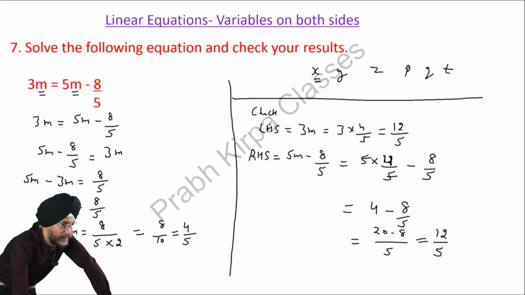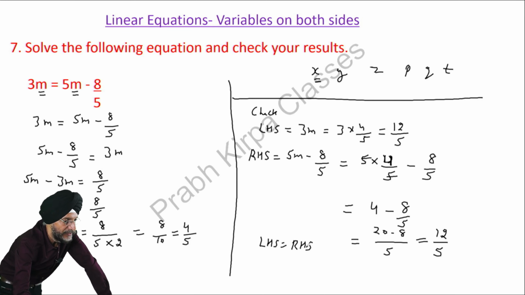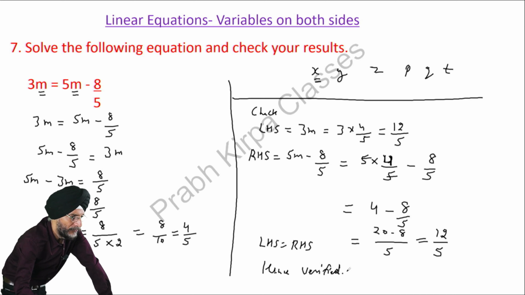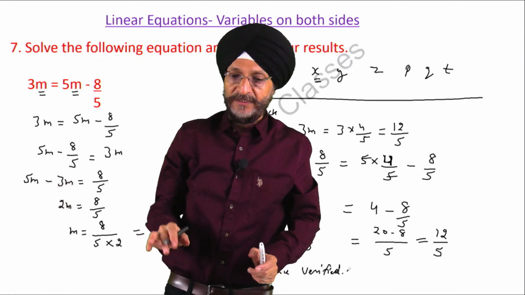So left hand side is 12 over 5, right hand side is 12 over 5. Left hand side is equal to right hand side. Hence, verified. That is, the value of m or the variable which we had arrived at is okay.